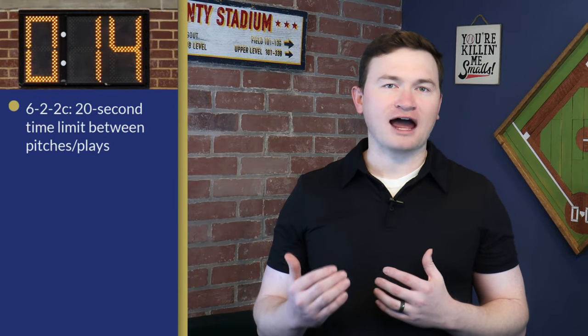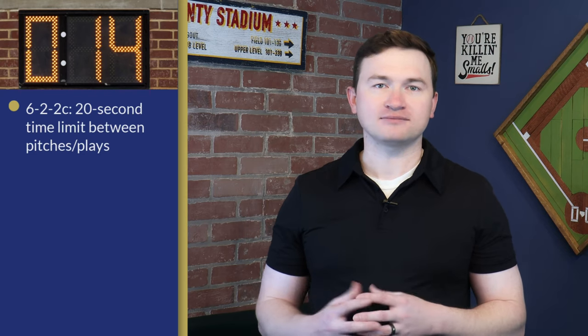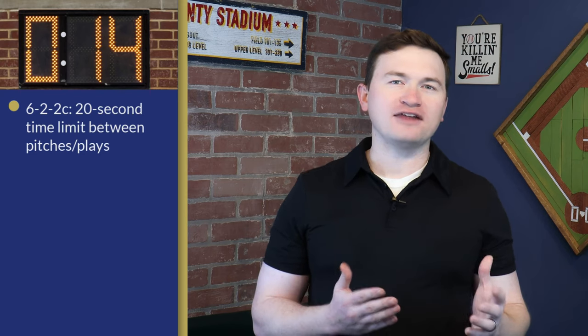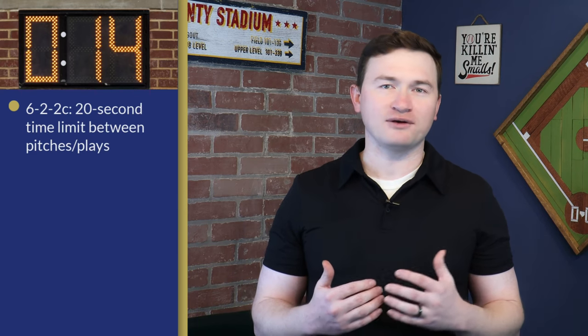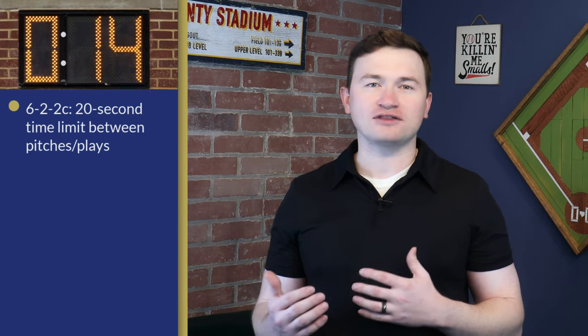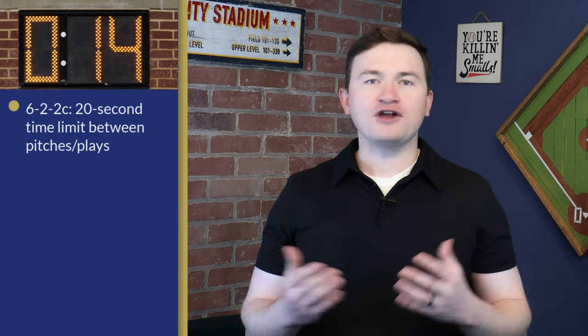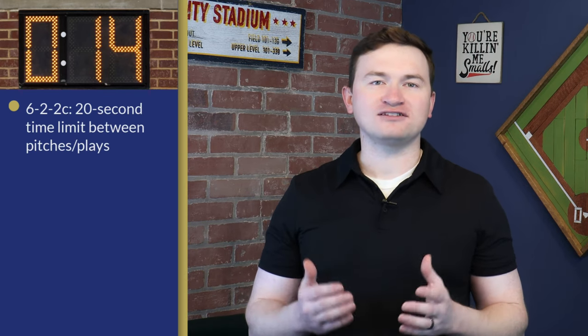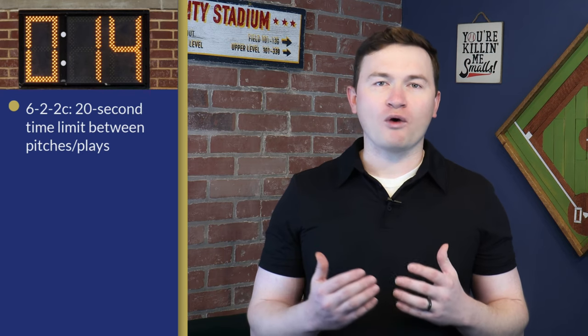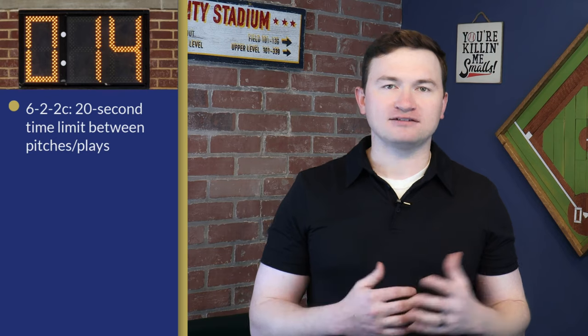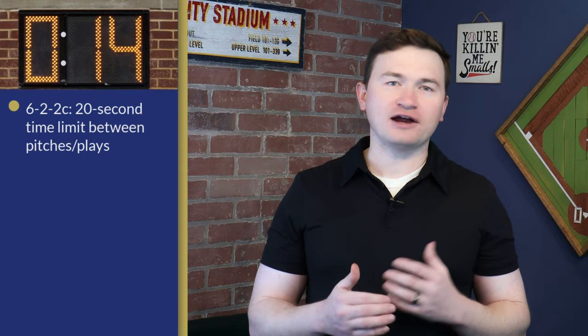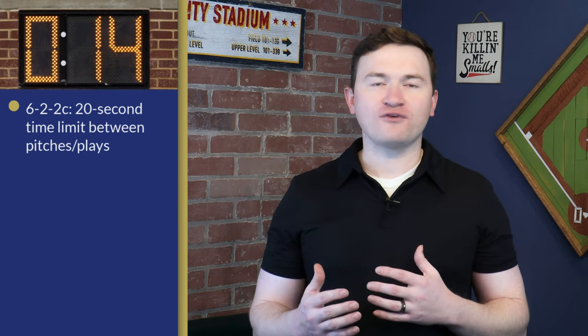The first is Rule 6-2-2C, which establishes a 20-second time limit between pitches or plays. Now, they say this, but they also say that it was put in the rules more to establish a reasonable pace and rhythm and not to be like a pitch clock that we see in higher levels of baseball. Their instruction is that if we believe there is a consistent delay, then we should give a warning either to the pitcher, catcher, or coach that they need to pick up the pace. If, after the warning, they are still moving slowly, then we can enforce the penalty.